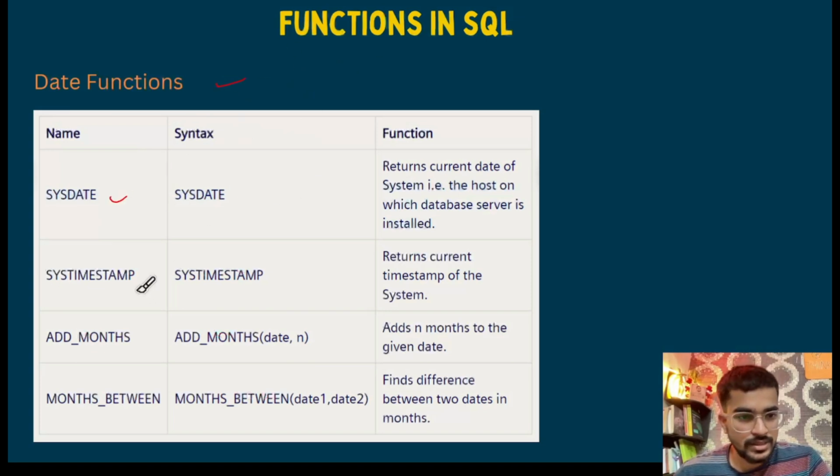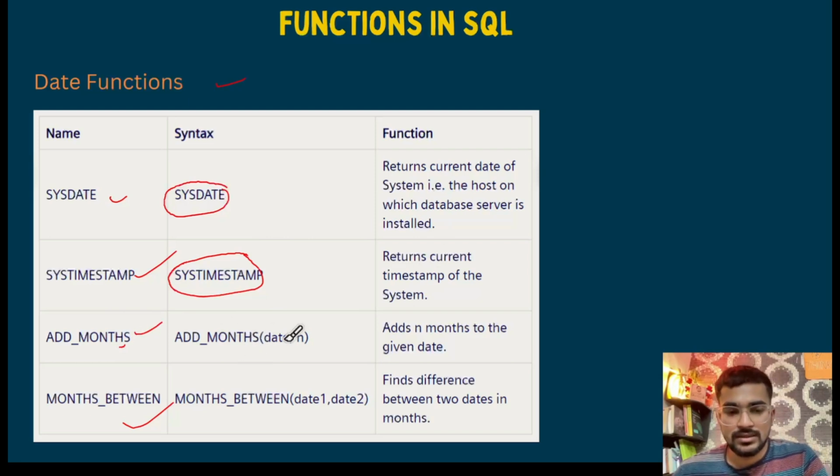First is sysdate, then systimestamp, add_months, and months_between. Sysdate just returns the current date. So if you want to return the current date, you use sysdate. And if you want to show the current date with timestamp, you can use systimestamp. It actually returns the current timestamp, that means the date and the time also. Add_months: if you want to add some months to any existing date, you can use add_months.